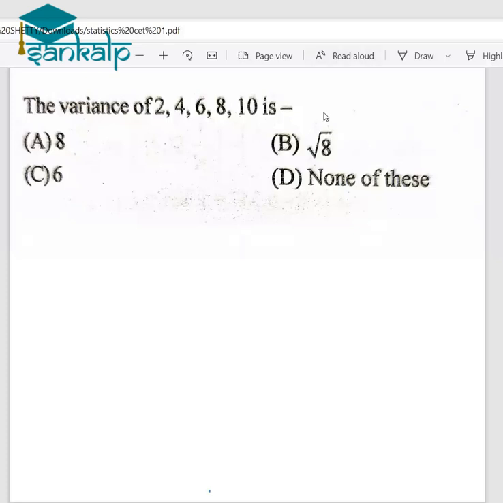So the next question is: the variance of 2, 4, 6, 8, and 10 is A) 8, B) root 8, C) 6, and D) none of these. First we need to write the formula for variance. The formula for variance in case of ungrouped data: the variance is denoted by sigma square, and sigma square is equal to sigma (xi minus x bar) whole square, whole divided by n.